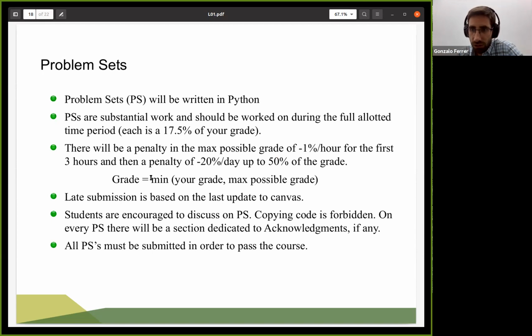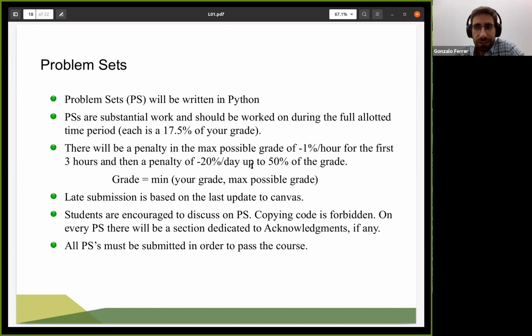If you have a perfect score and then you are 1 minute late, the formula is going to be the following. You have your grade, which is 100, a perfect score. And then you have the max possible grade, and the max possible grade is 100 minus 1%, so this is 99%. So your grade is going to be 99. Let's say that you have your perfect submission and you are 2 days late. Or let's say 1 day, where the maximum is 80%. Then it's going to be the min of the two, 80%.